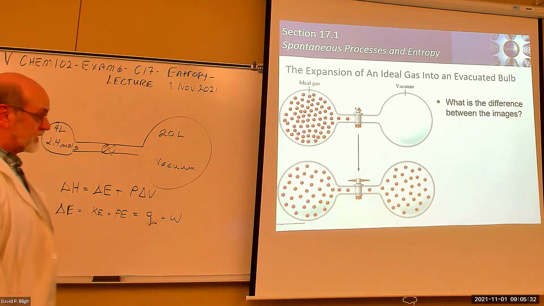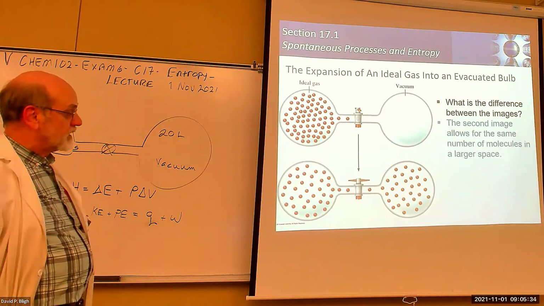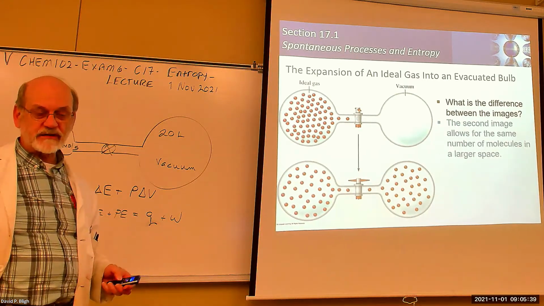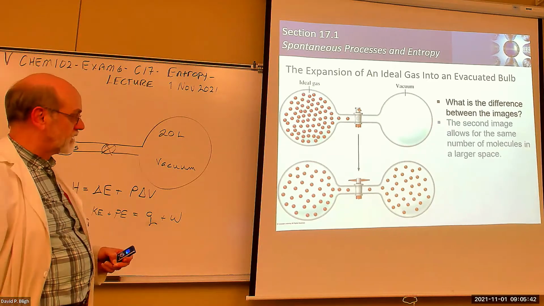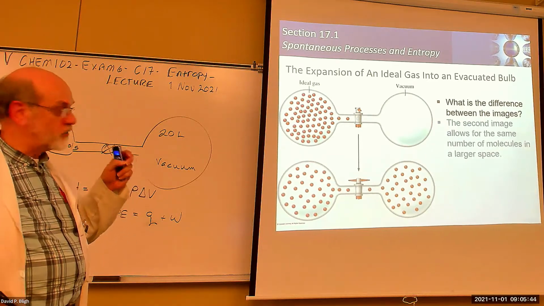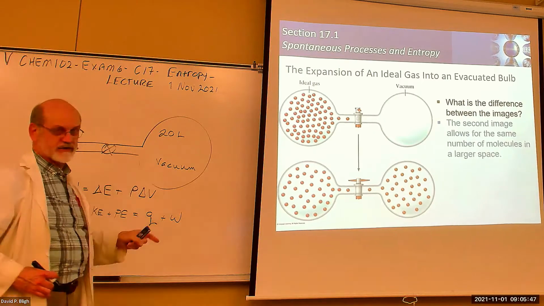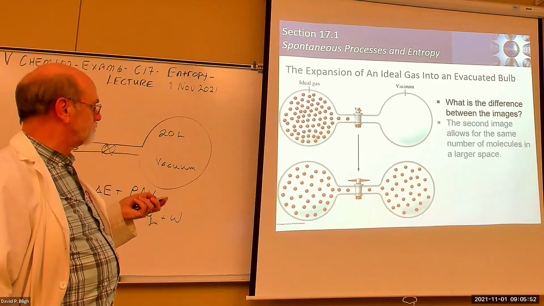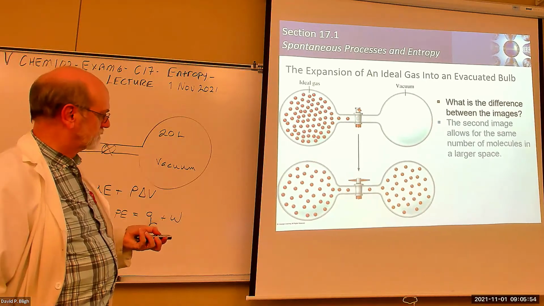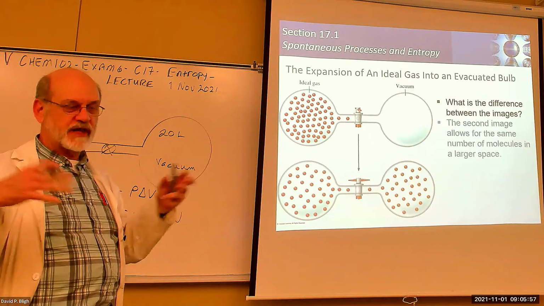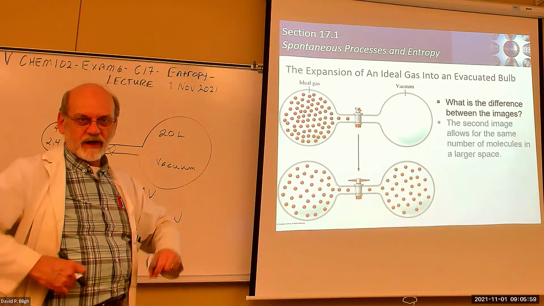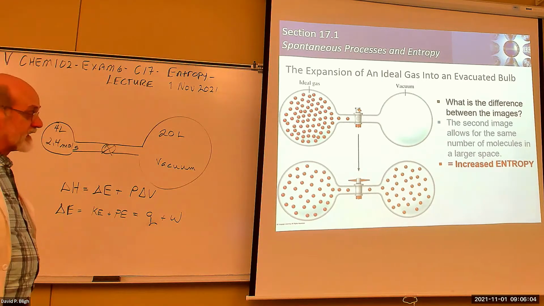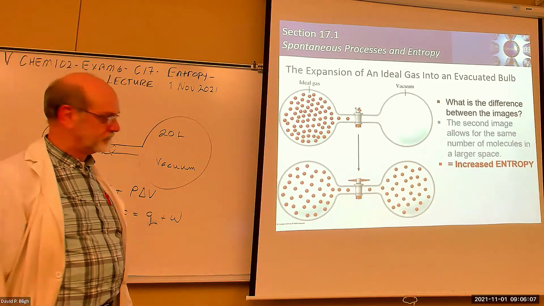The difference between the images is that the second image allows for the same number of molecules, but in a larger space. They've got more room. So that's key to what drove this process: the fact that now they have more possible positions. The community's expanded, but there's the same number of people, so they've got more elbow room. And that is an expression of increased entropy.